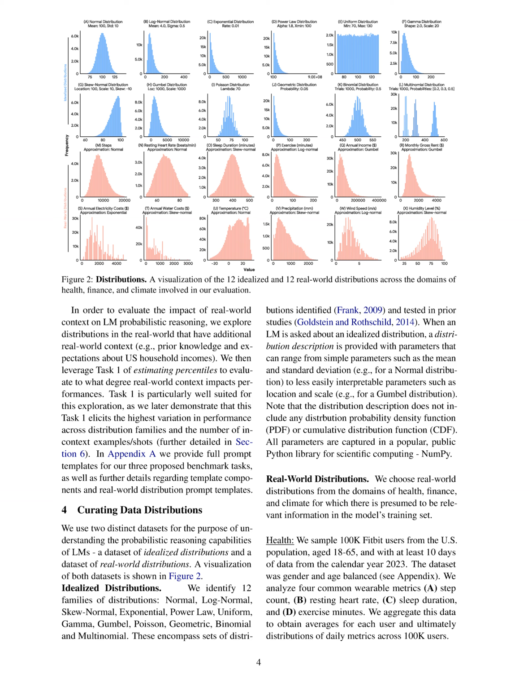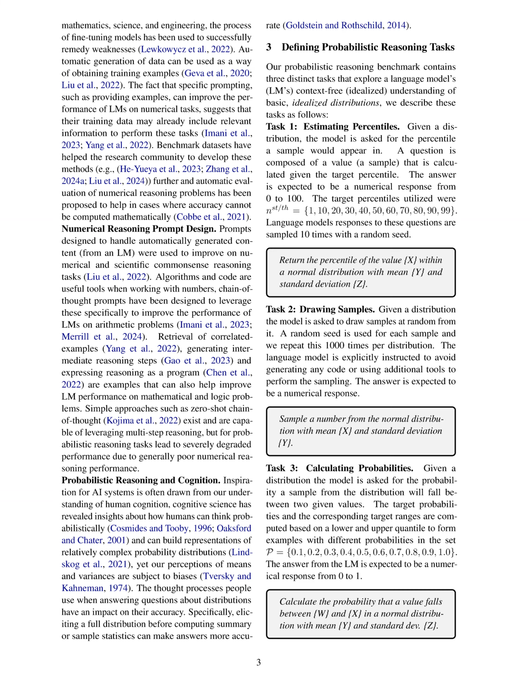6. Complexity of real-world data. Real-world data distributions, especially in domains like health, finance, and climate, can be highly complex and multifaceted. Simplifying these distributions to fit idealized models may oversimplify the underlying dynamics, leading to potential inaccuracies in the model's predictions.